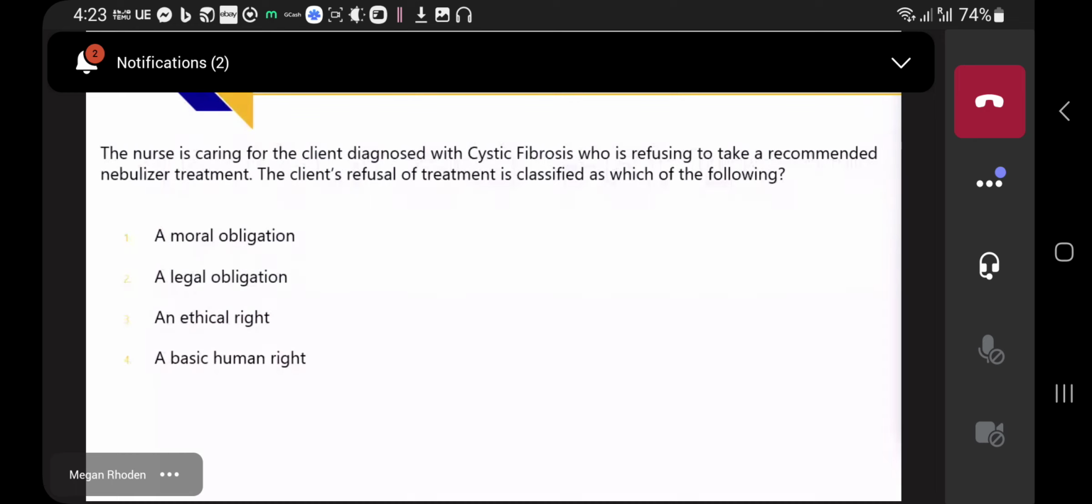The nurse is caring for the client diagnosed with cystic fibrosis who is refusing to take a recommended nebulizer treatment. The client's refusal of treatment is classified as which of the following? Number one, a moral obligation. Number two, a legal obligation. Number three, an ethical right. Or number four, a basic human right. So, which of these is classified as the client's refusal of treatment?